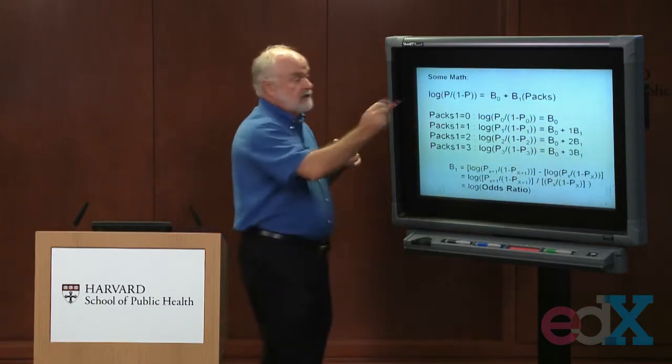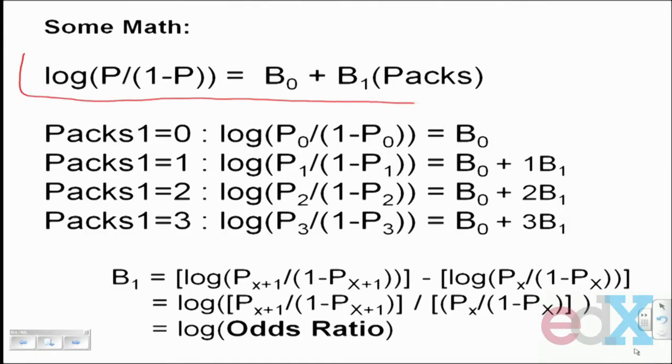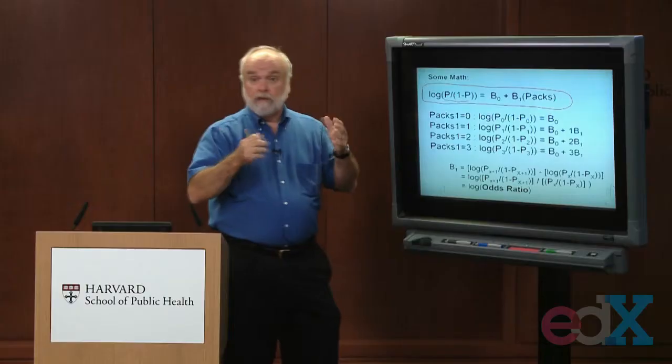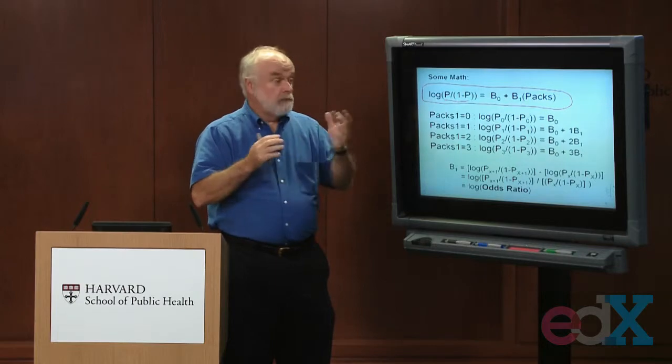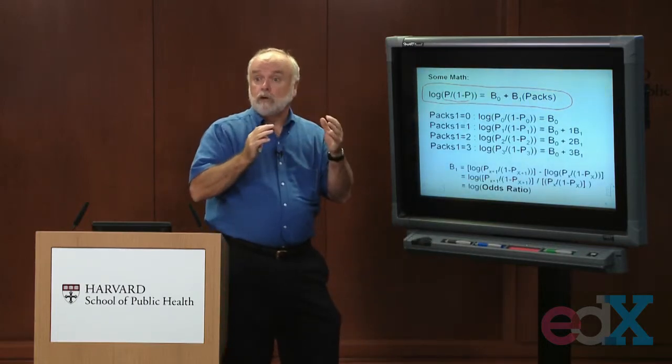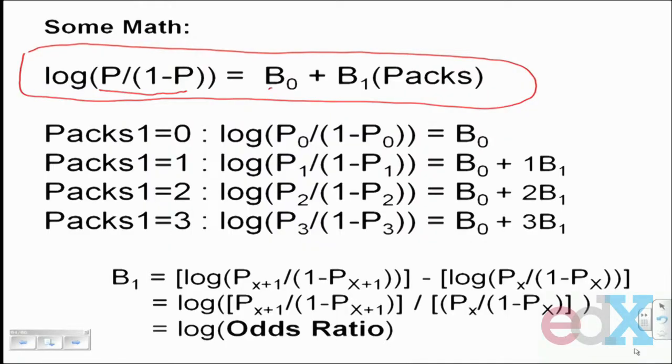Here's our equation. It says for anybody, your log odds of dying, where capital P represents your risk of dying, so P over 1 minus P is your odds of dying, and the log of P over 1 minus P is what we're calling the logit. The model says that value is related to how much you smoke by this linear equation: it's equal to B0 plus B1 times how much you're smoking, packs.